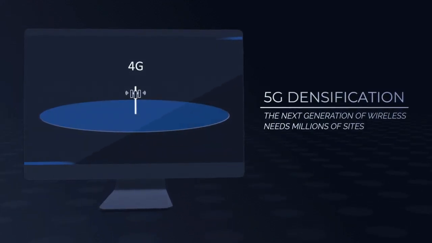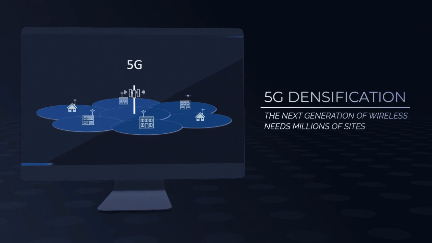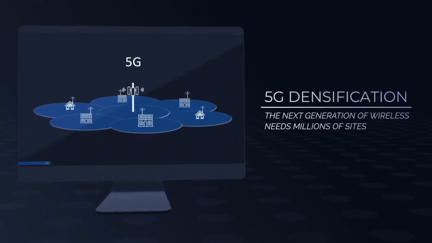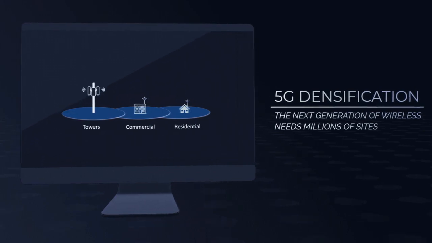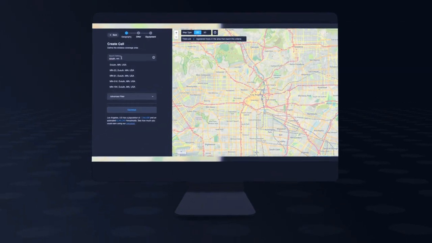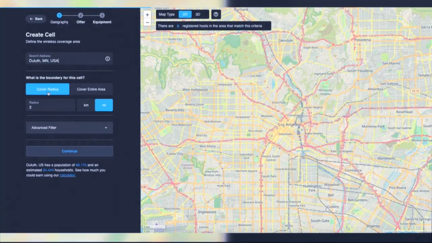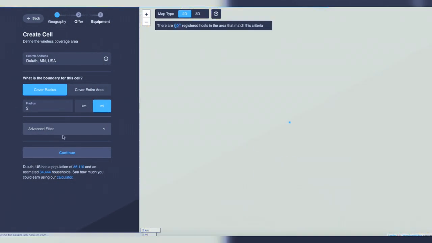With 5G and new frequencies, millions of new sites are needed to densify networks. New types of sites, including commercial and residential rooftops, are expected to fill the gaps. In Airwaive, hosts are willing to review offers from operators to host wireless equipment.